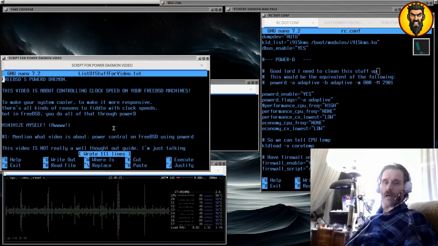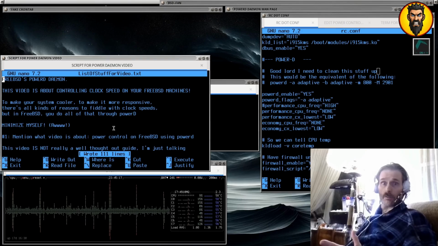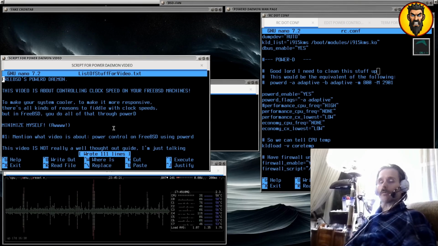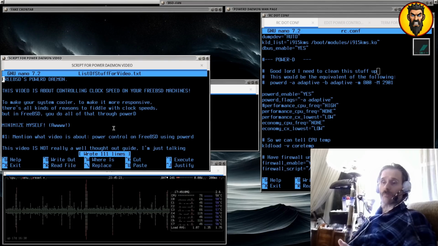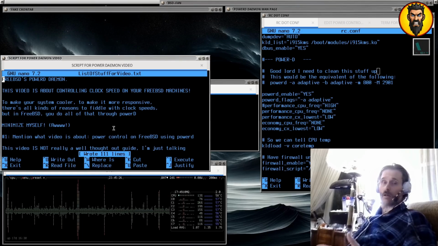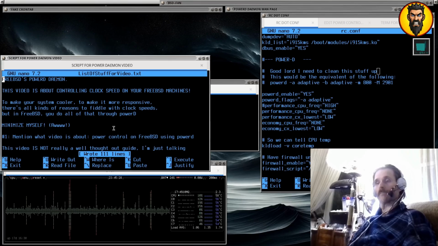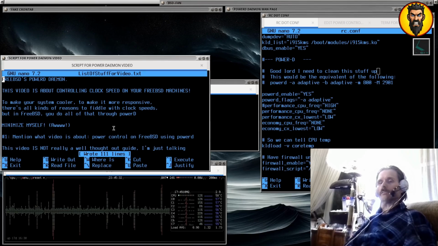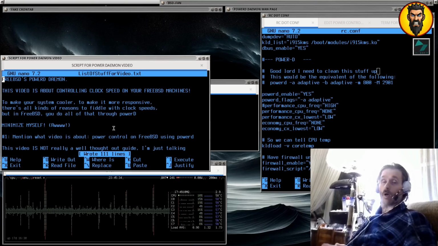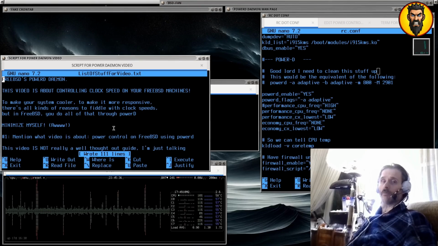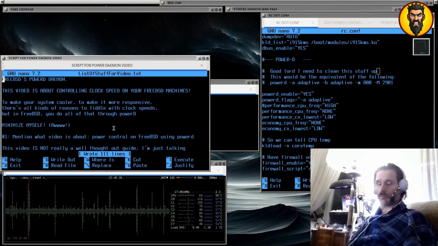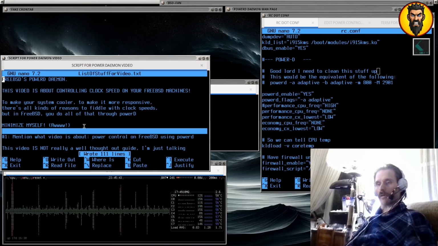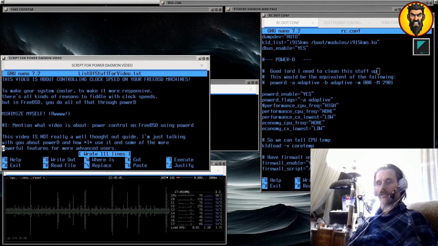Why would you want to fiddle with PowerD or power control at all in FreeBSD? There are multiple answers to that. Some of the more obvious ones are: make your system cooler, make it more responsive depending on the load, and so on and so forth. But regardless of why you're going to do it, the way you do it in FreeBSD is through PowerD. And that's what we're going to talk about.